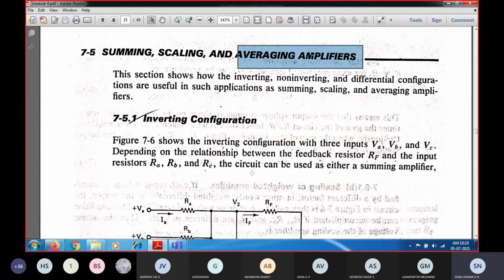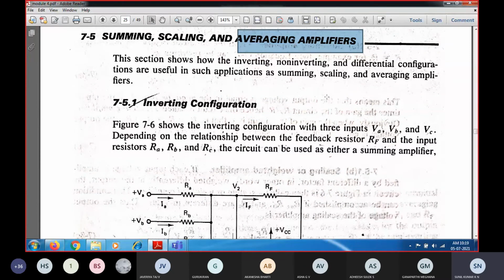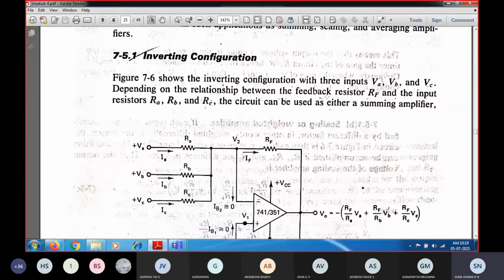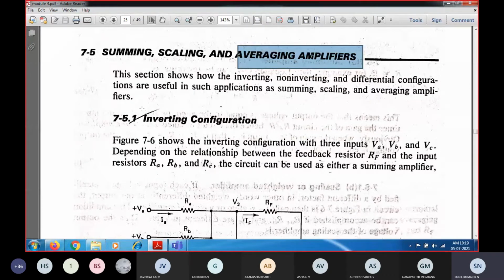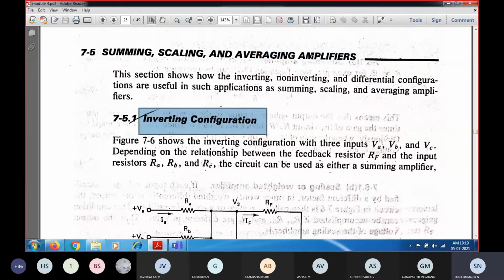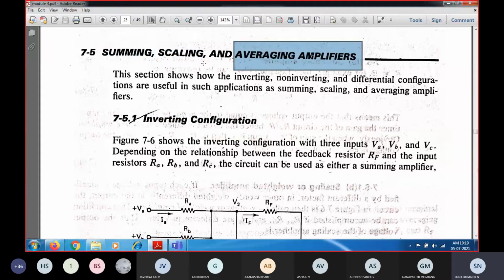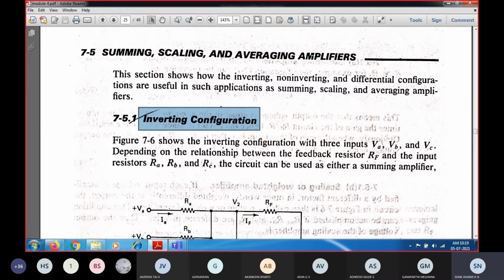So we will see the summing, scaling as well as averaging amplifier. Now, the inverting configuration. Since we are already familiar with the inverting amplifier, we are going to study both configurations. In the inverting configuration, we are going to design the summer circuit, scaling circuit as well as the averaging amplifier circuit. All three we are going to design using the inverting configuration itself.